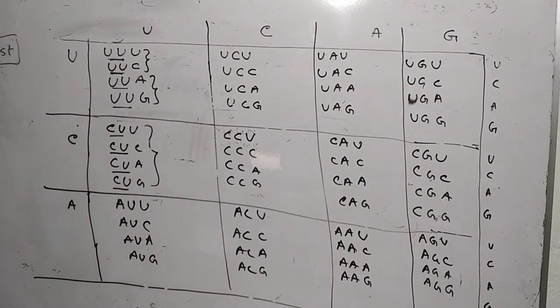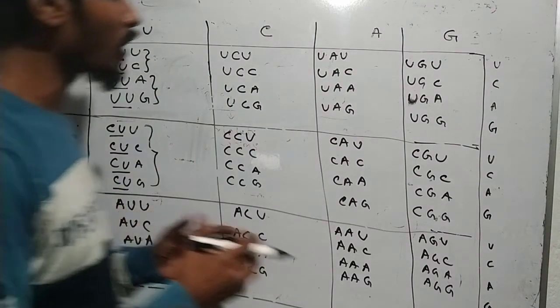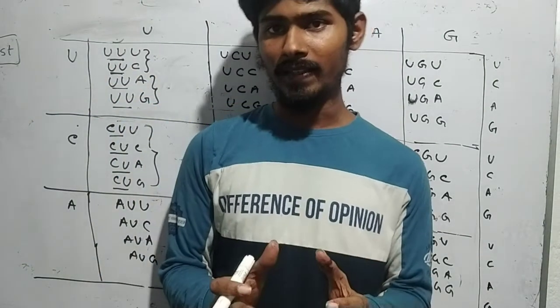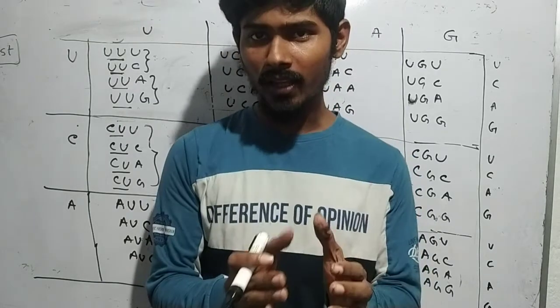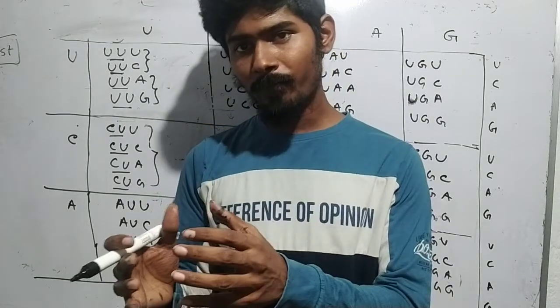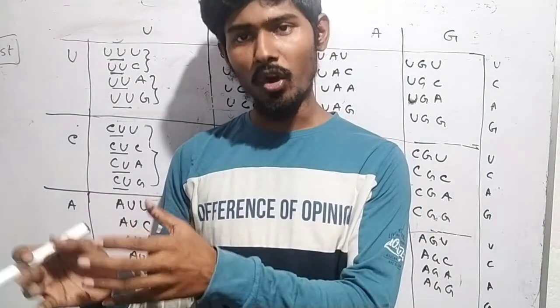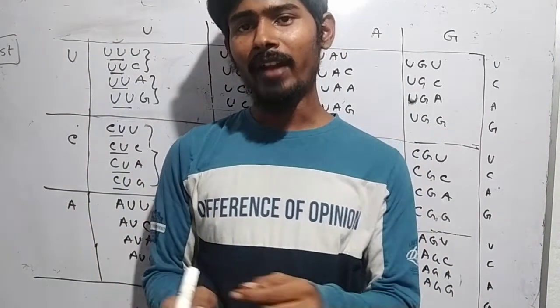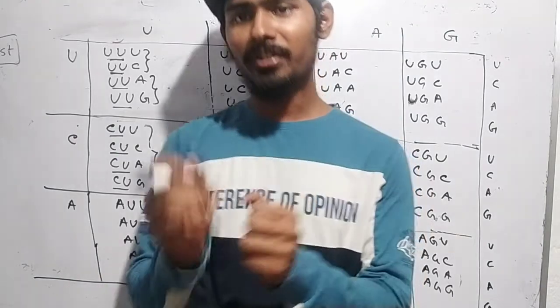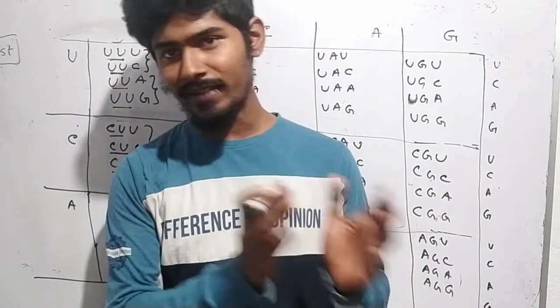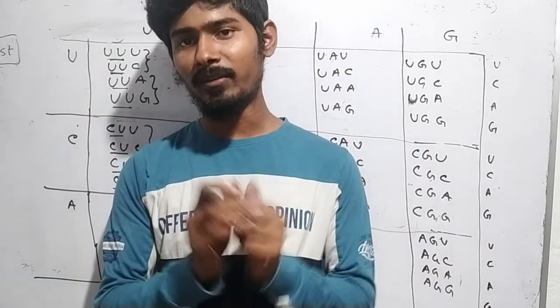First of all, we have to know what genetic code is. Genetic code is the relation between the nucleotide sequence in the DNA or its transcript and the amino acid sequence in the polypeptide. That's the relation, and nothing more than that.